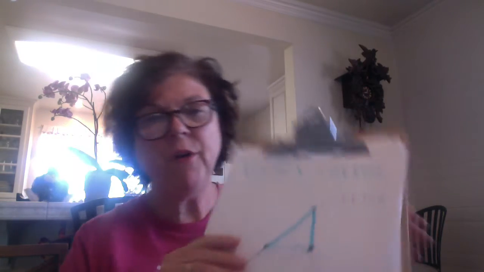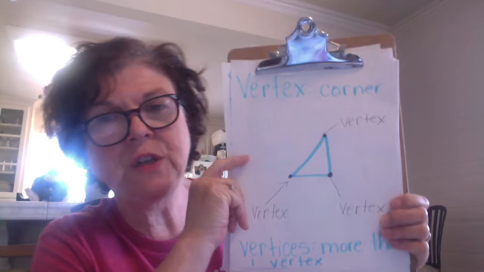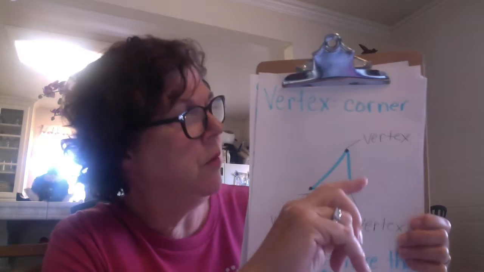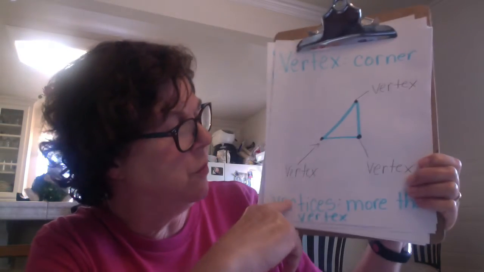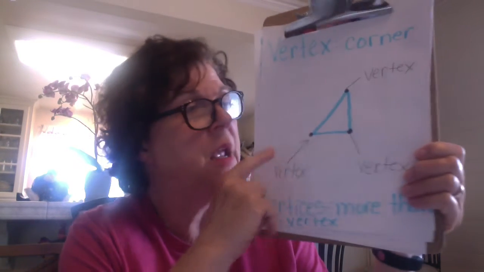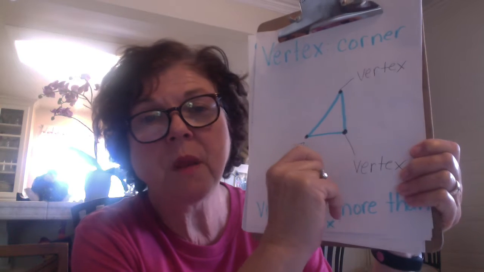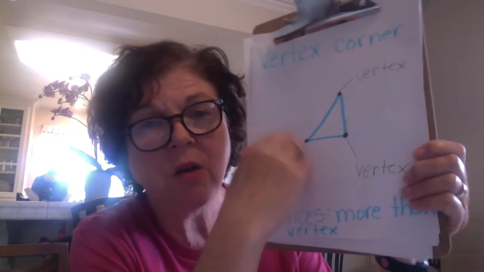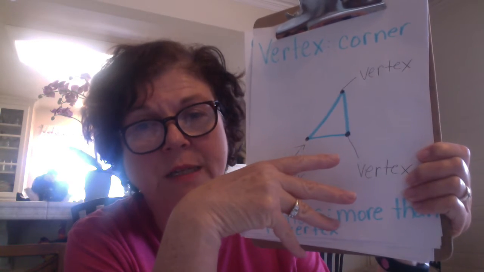Okay, our next vocabulary word that we need to know is vertex. Vertex is the corner of the shape, the corners. Now, when you are saying just one corner, you use the word vertex. When there is more than one, you call them vertices. That's how you say more than one vertex. You see the little dots that I put at each of the corners. That's a vertex, a vertex, a vertex. All of them together are 3 vertices.